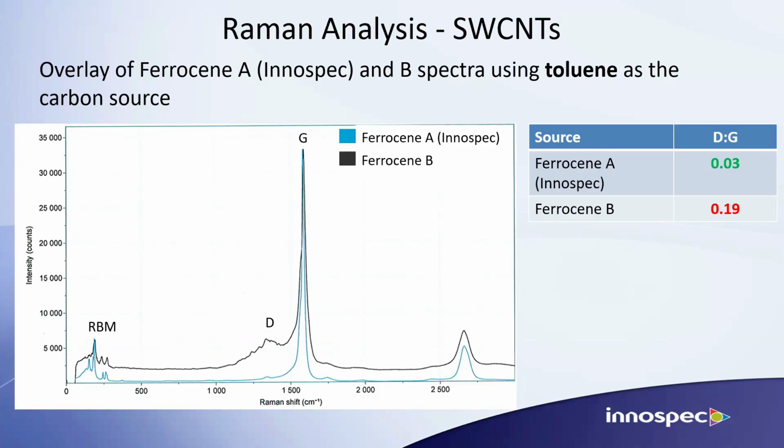INNOSPEC's ferrocene A produced single-walled carbon nanotubes with a D/G ratio of 0.03, whilst ferrocene B produced single-walled carbon nanotubes with a D/G ratio of 0.19. This difference is apparent when the Raman spectra are overlaid, and the single-walled carbon nanotubes produced with ferrocene A exhibit a smaller D band, again indicating fewer structural defects compared to ferrocene B. In both cases, the presence of the radial breathing mode confirms that there has been successful formation of single-walled carbon nanotubes.